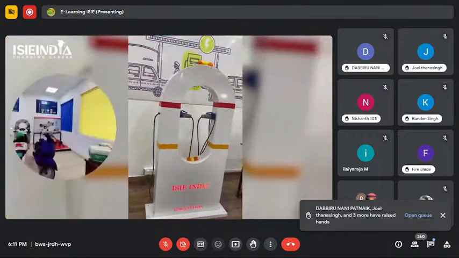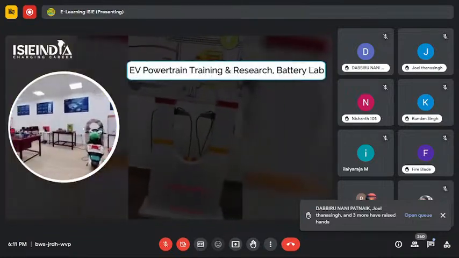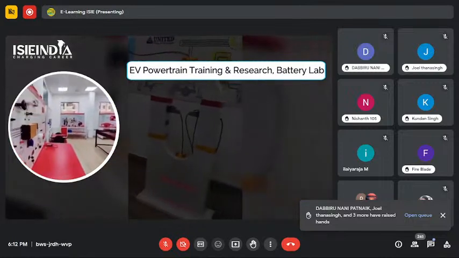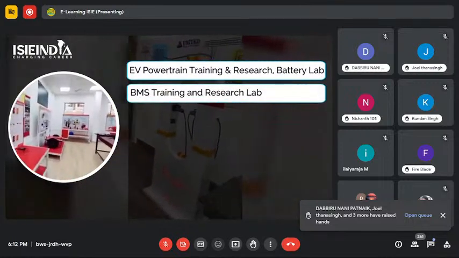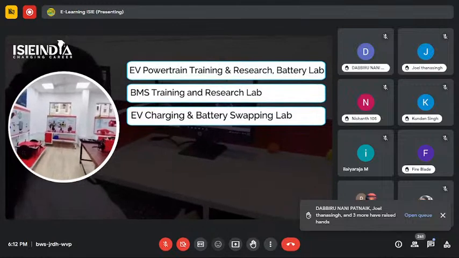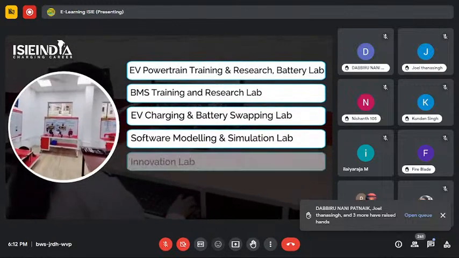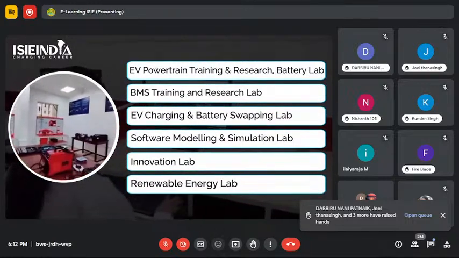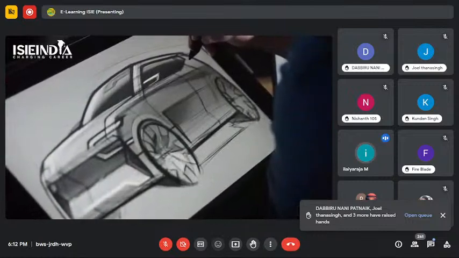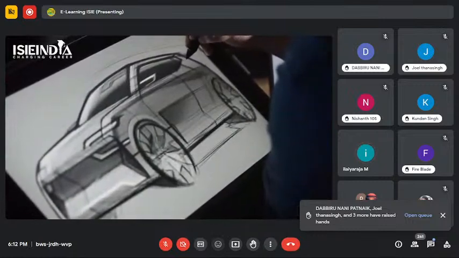It is a combination of 6 labs including the EV powertrain training and research lab, battery BMS training and research lab, EV charging and battery swapping lab, software modeling and simulation lab, innovation lab and renewable energy lab. Each lab consists of a number of customized workbenches and machineries.